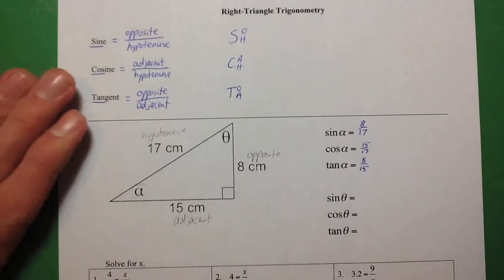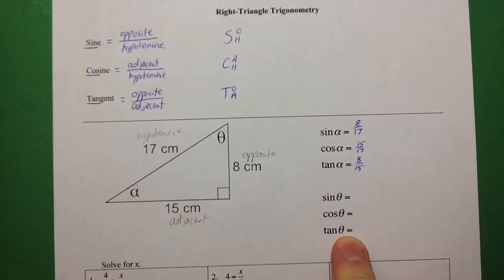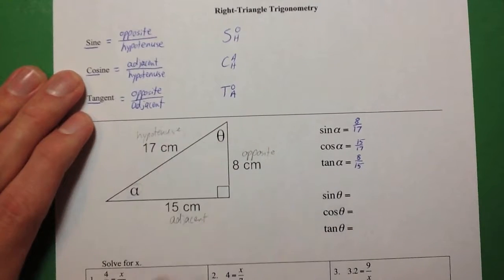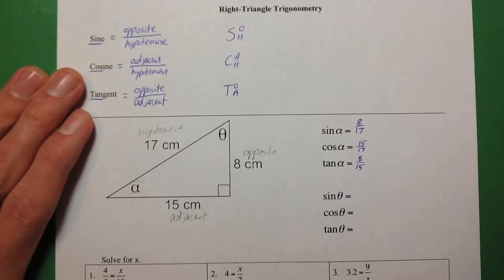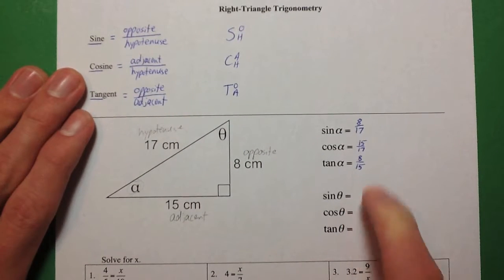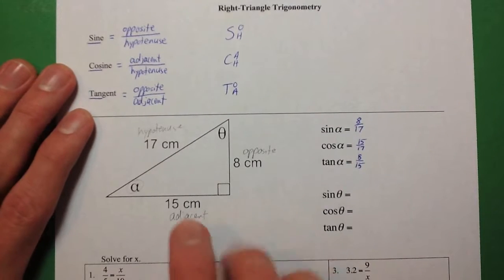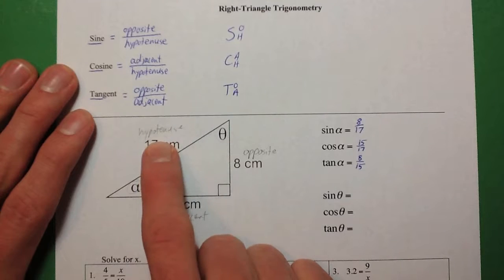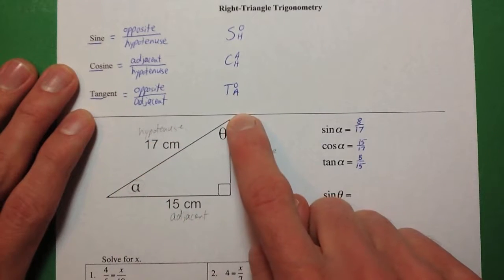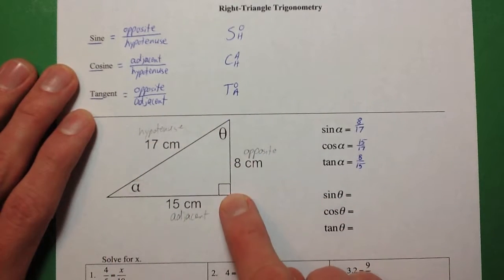So now I'm going to switch to theta. When I switch to theta, my perspective on this whole thing changes. So these answers will not be the same as these. They're going to be different. Let me tell you what doesn't change. The hypotenuse is still the hypotenuse. It is still the longest side because it's the side across from the right angle.